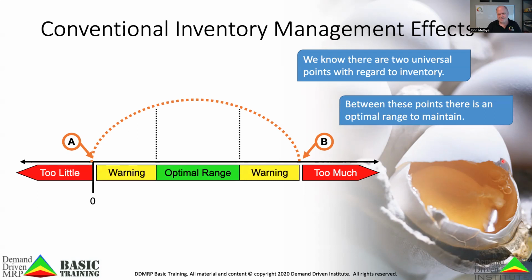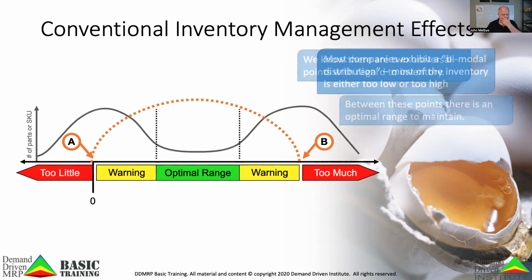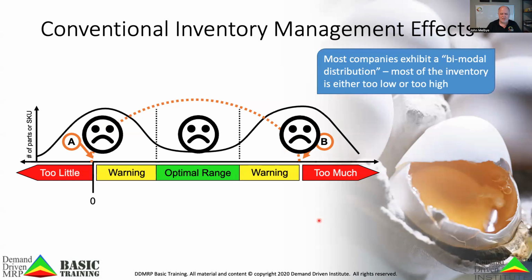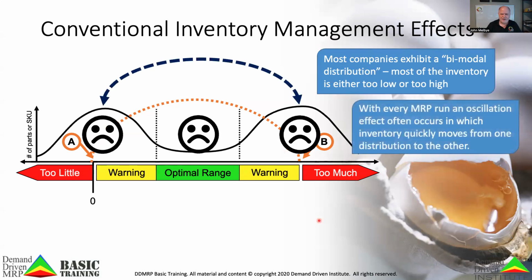But let's go back to the point that we want to keep inventory in between too little and too much. And that means between those 2 points, there's an optimal range that we are trying to maintain. But most companies exhibit what we call the bimodal distribution. Most of the inventory is either too low or too high. So we have a lot of part numbers that have too little inventory, and a lot of part numbers that have too much, and almost nothing in this middle optimal range. So no one is happy. And every time MRP runs, which is often overnight, so once a day, the parts that we had too much of move to having too little, and the parts that we had too little of move to having too much.